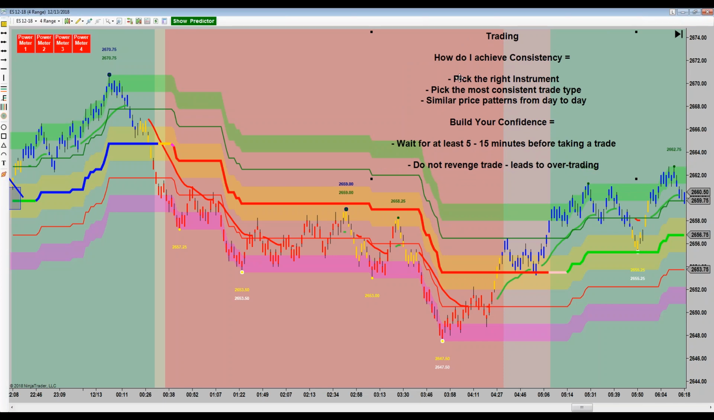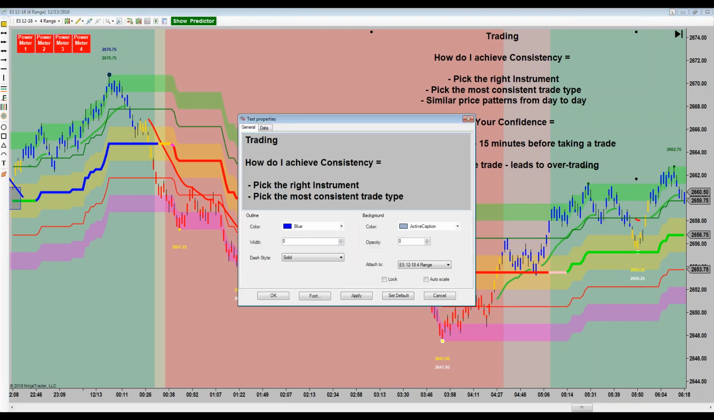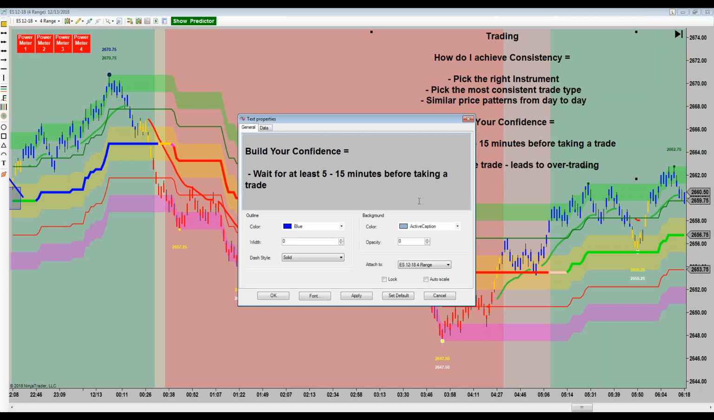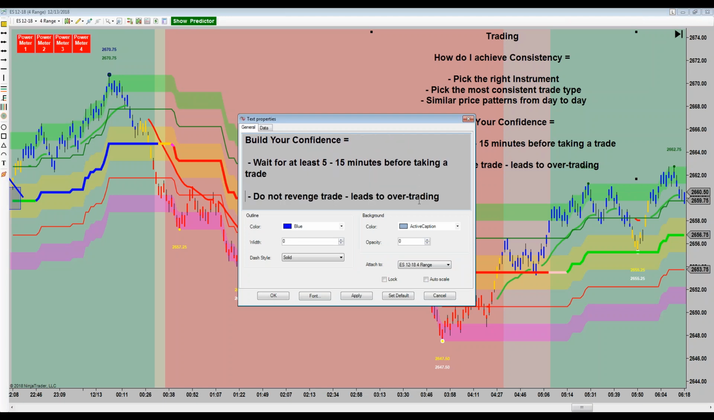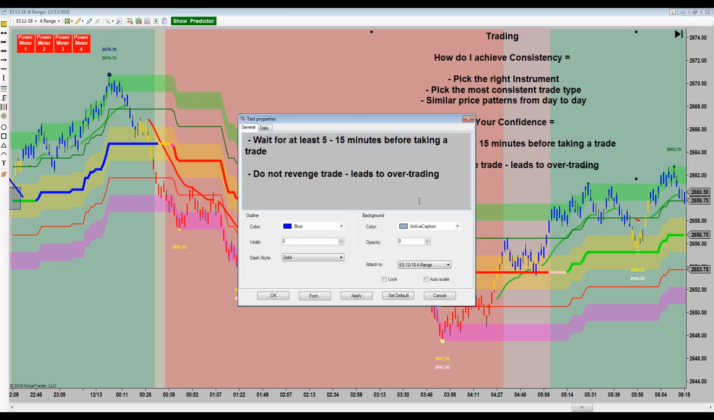I can't tell you these first two things how important they are. Pick the right instrument and pick the most consistent trade type and learn to see the similar price patterns from day to day. If you could do these three things from day to day, you would find that your trading will take monster leaps in the right direction. You will stop losing money and start making money. Now, last thing on the confidence before we move on, we're going to start looking at this morning's trades on ES. Okay, I want to put one more bullet point in here, and let's see what it's going to be.